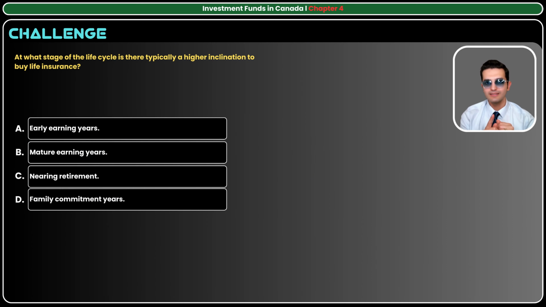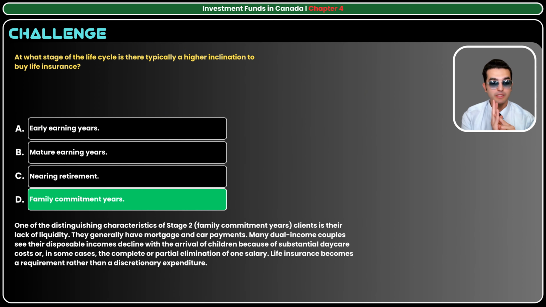You will get this type of question on your final test. So remember to memorize all those characteristics of the 5 life cycle groups. Okay? We know that 2 primary characteristics of family commitment years are lack of liquidity and the need for life insurance. So the right answer is D.